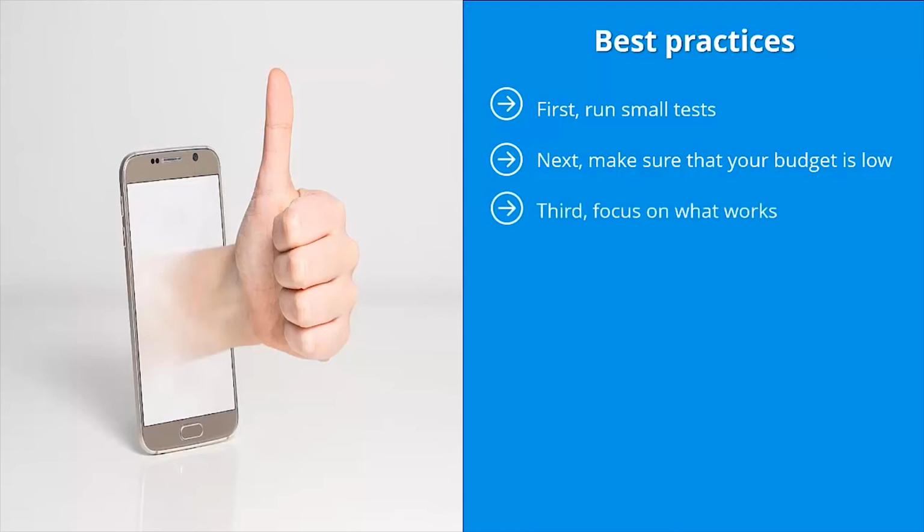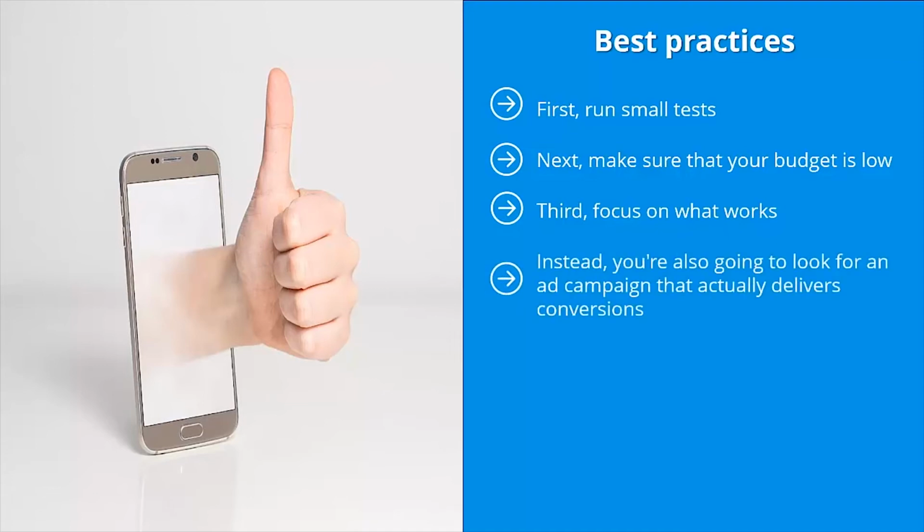Third, focus on what works. Let me tell you, when you run many small tests, the winners stand out. Either they get clicks or not. That's the bottom line. However, at this stage, you're not just looking for clicks. You're not just looking for an ad campaign that gets a lot of attention. Instead, you're also going to look for an ad campaign that actually delivers conversions. You're going to have to set up your Facebook pixel to your target website so you can track whether traffic from Facebook went all the way through.